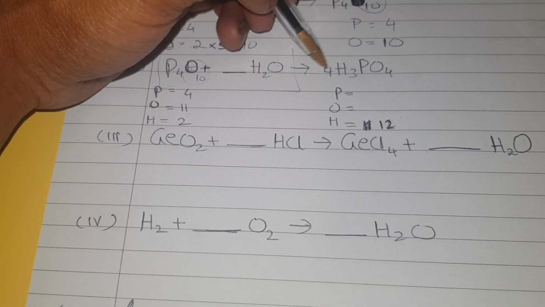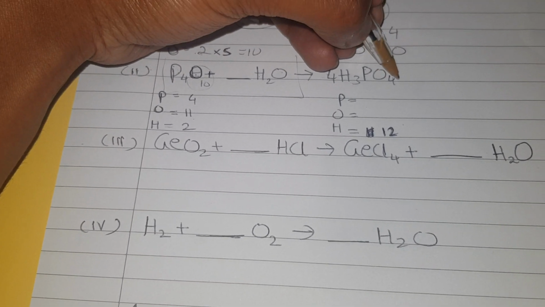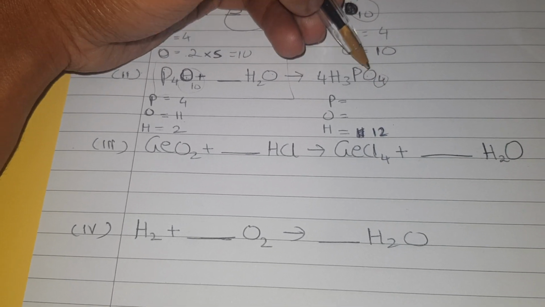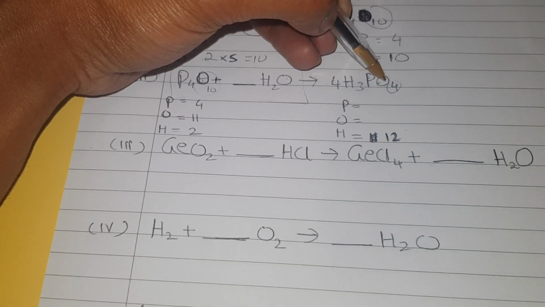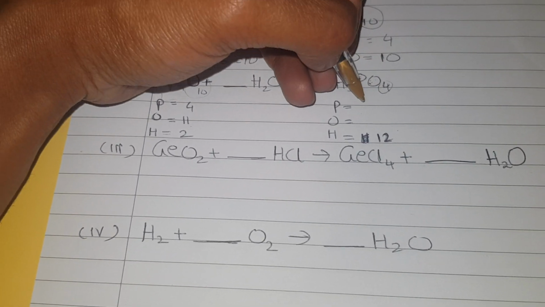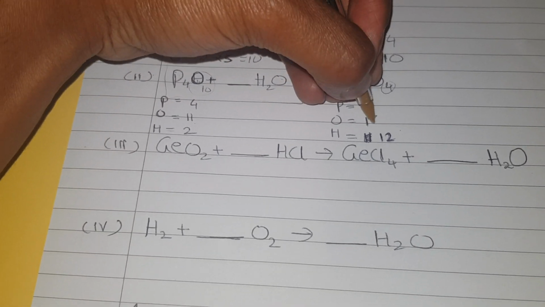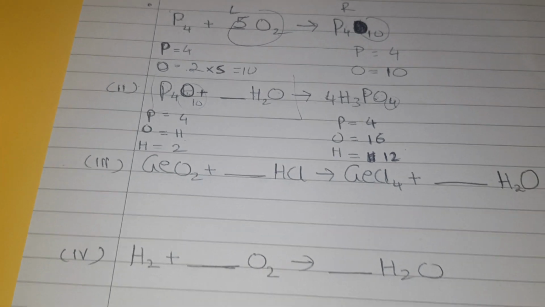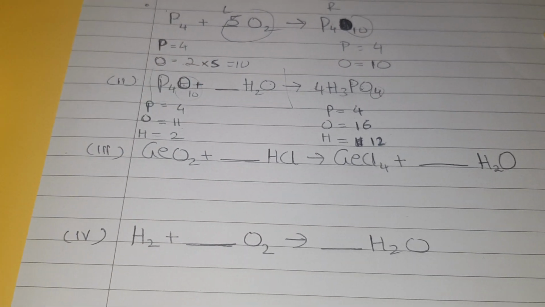And then you got 4 times just 1 P by itself. By the way, guys, these small numbers are only for the letter they're attached to. So this 4 is not for P, it's not for H, it's just for the O. P has no number with it, so it's just 4 times P, which is 4. And then 4 times 4 gives you 16 oxygen. Okay, now we got a lot of things to balance out, and we can only change this.